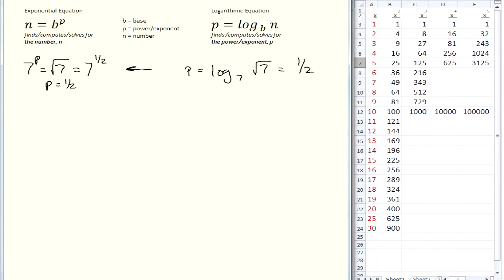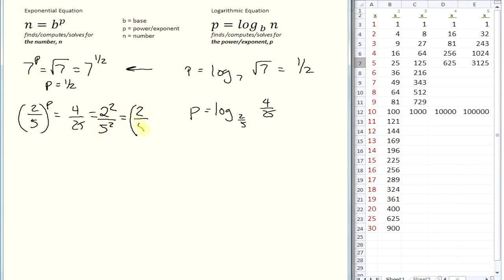Let's say we have a problem where the log of 4/25 is now written to base 2/5. Again, if you want to have a p there, you might start asking yourself, 2/5 raised to the what equals 4/25? If you realize that 4 is 2 squared and 25 is 5 squared, then you can rewrite this as 2/5 squared, and you can come up with the fact that since my bases are now the same, that means my exponents must equal each other, and therefore p must be 2.